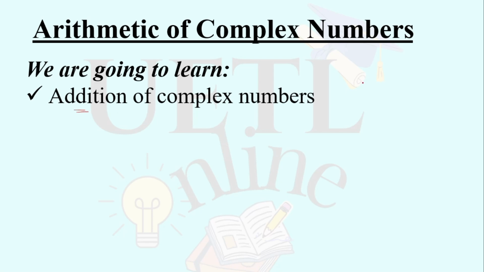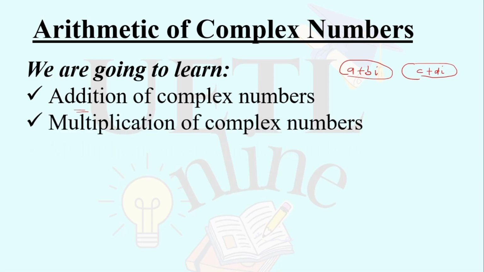Remember I said that complex numbers are in the form a plus bi. Given this complex number and another similar complex number, let's say c plus di, we're going to learn how to add them. Then the next thing is we're going to learn the multiplication of complex numbers. Given two complex numbers like this, we are going to learn how to multiply them.